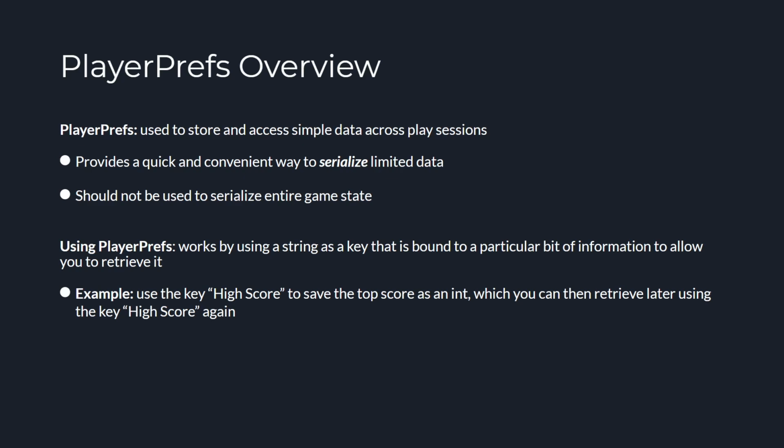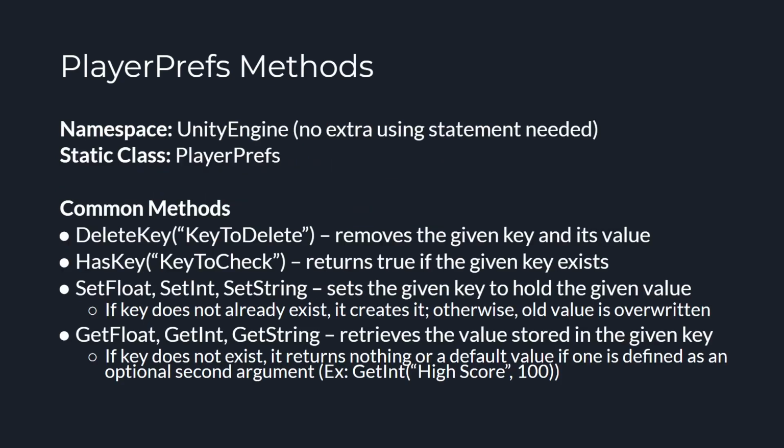So it's kind of dictionary-ish. Using player preferences works by using a string as a key, similar to a dictionary-type data structure, that winds up being bound to a particular piece of information that allows you to later retrieve it. For example, you might set a key called high score to save the top score as an integer, and then you can retrieve it later using the key high score again.